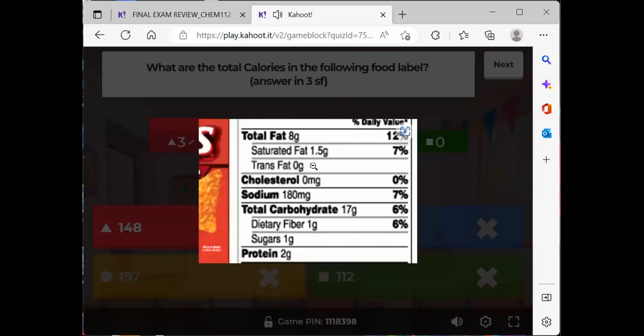So remember that when it comes to food labels, the fat provides 9 nutritional calories of energy. Carbohydrates and protein provide 4 kilocalories or nutritional calories of energy.